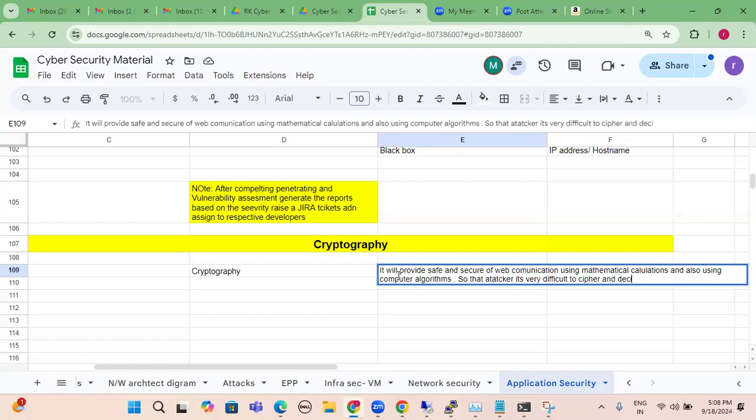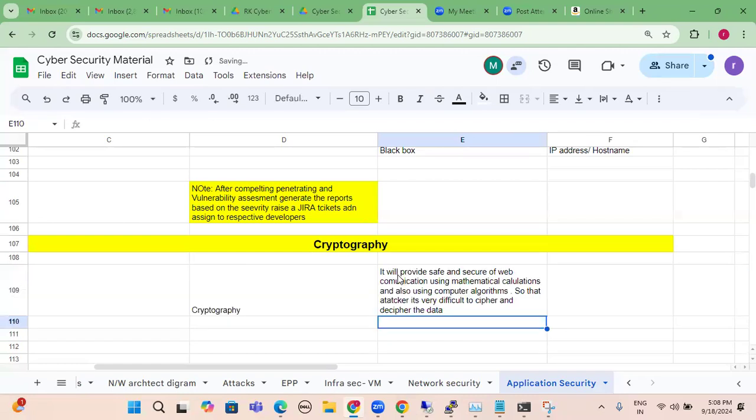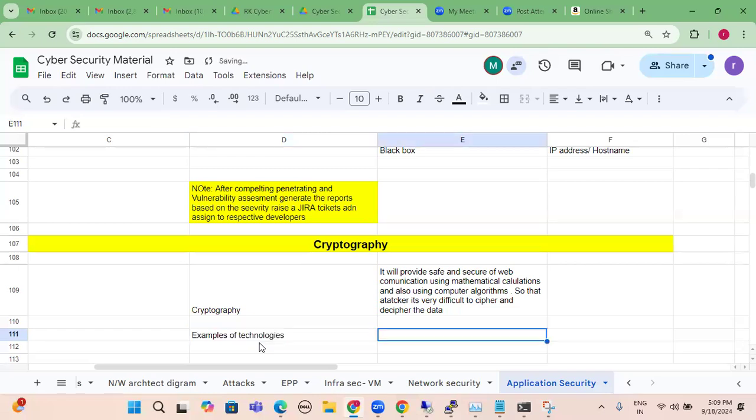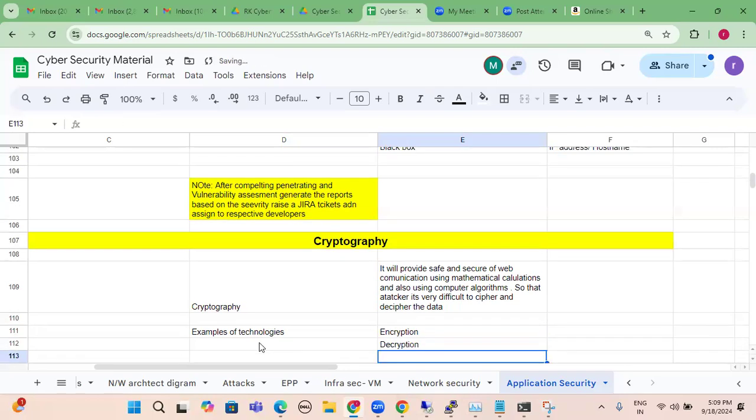What is cipher and what is decipher? Cipher is like an encrypted mechanism, and decipher is like a decrypted mechanism. So he cannot decipher whatever data we are entering unless he has the keys. So that is called cryptography basically. And the examples of the cryptography technologies: we have encryption and also decryption. Encryption and decryption fall under the examples for cryptography technologies.